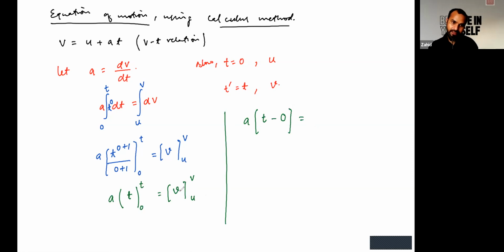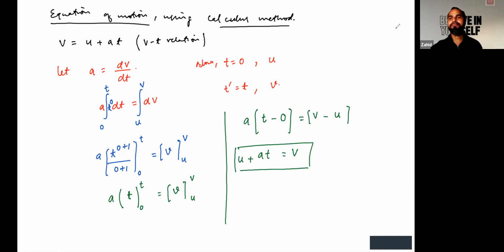Similarly, for the right hand side, in place of this particular v, just put the upper limit v and the lower limit u and take the difference. On rearranging, it will be a times t, and this will be negative. Put it on the left side, it becomes u plus at is equals to v. This is how we derive the first equation of motion using the calculus method.